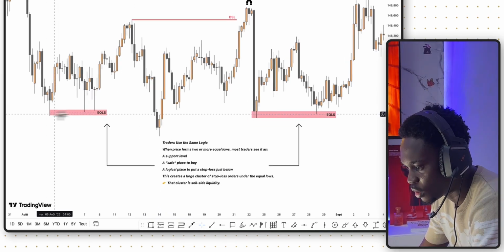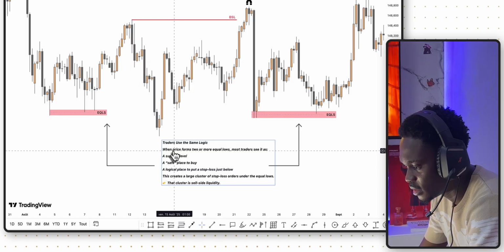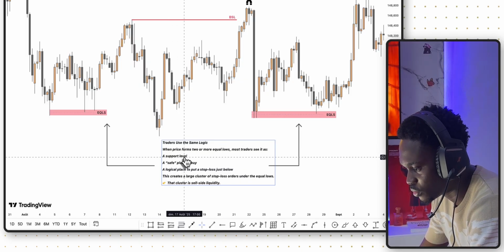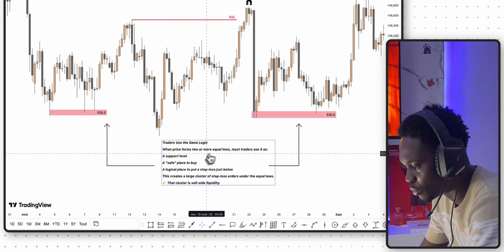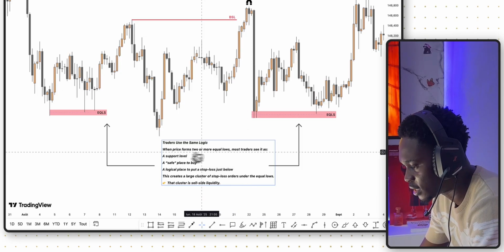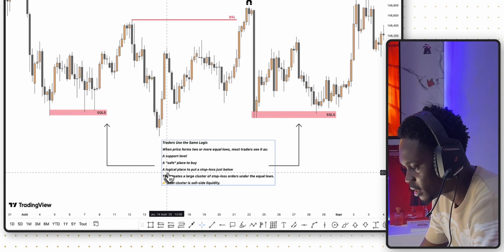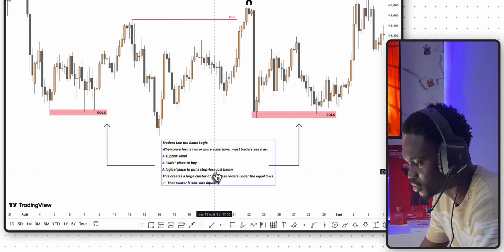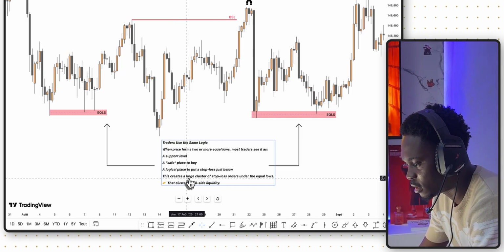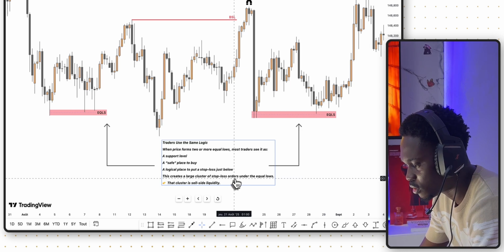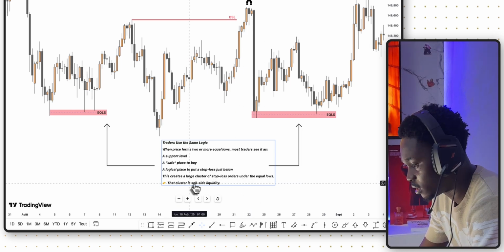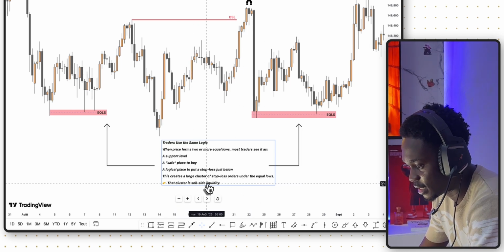We have equal lows. Okay, traders use the same logic. When price forms two or more equal lows, most traders see it as a support level, a safe place to buy, a logical place to put a stop loss just below. This creates a large cluster of stop loss orders under the equal lows. That cluster is sell side liquidity.